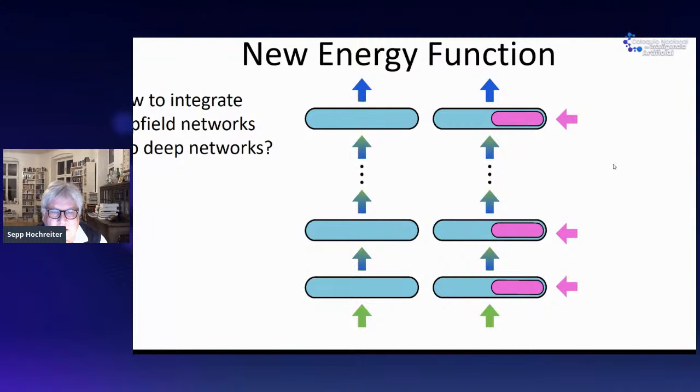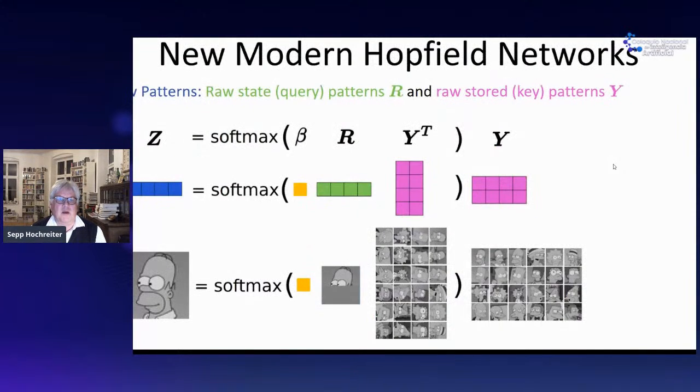Therefore, we should integrate our update rule somehow into these deep learning architectures. And that's exactly what we want to do. This is the modern Hopfield network. That's the update rule. The update rule is more or less the softmax of beta times R. R are the query patterns, the patterns which probe the associative memory. We have Y, these are the stored patterns. And on the outside, coming from the update rule, we have again the stored patterns. And that's how this is working.